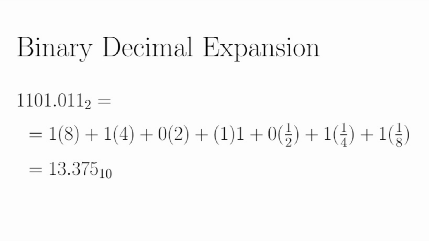So our base 2 number, 1101.011, represents 1 eight, 1 four, 0 twos, 1 one, 0 halves, 1 fourth, and 1 eighth. Summing this together, we get 1101.011 in base 2 is equal to 13.375 in base 10.